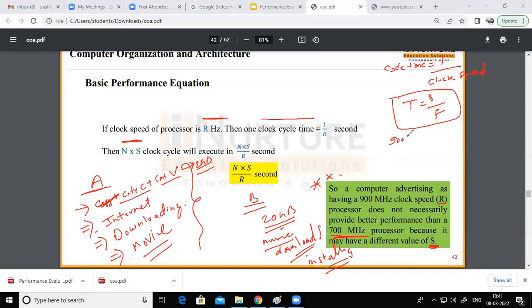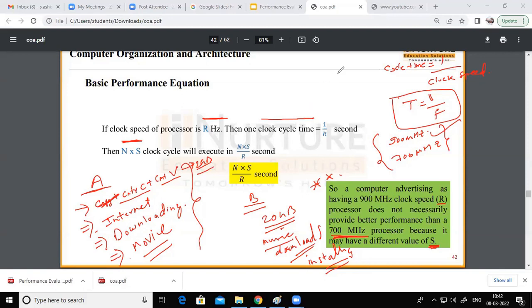So if I'm saying that 900 megahertz is better than 700 megahertz, it is very important that we know they are both doing the same thing. If the nature of the task provided to the processor is different, obviously it will have a different value of S. So we cannot generalize based on a particular value of megahertz. It depends on the value of S.